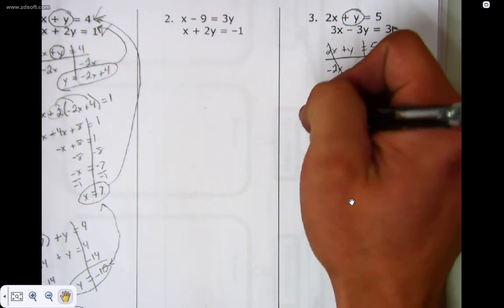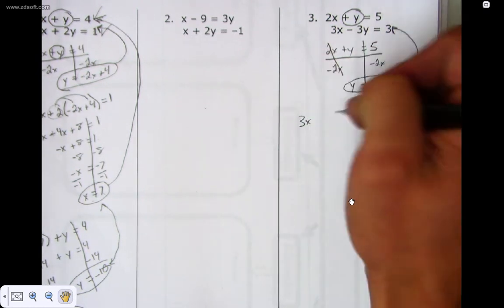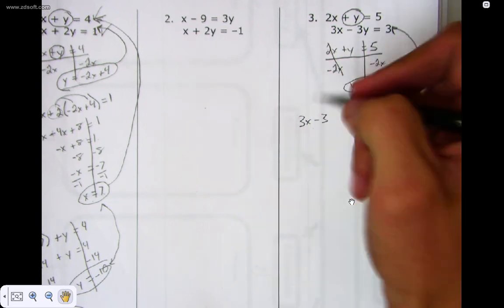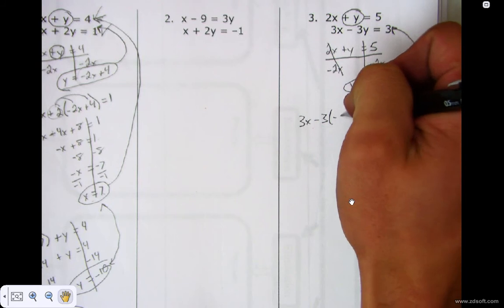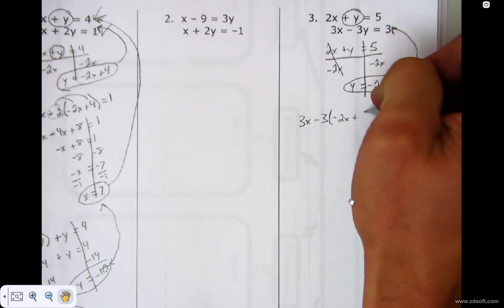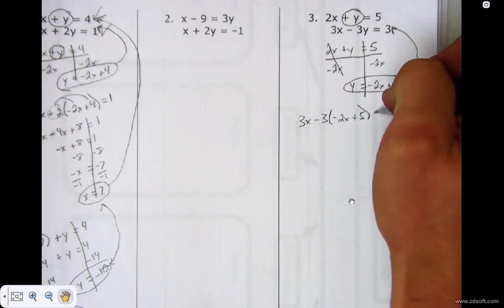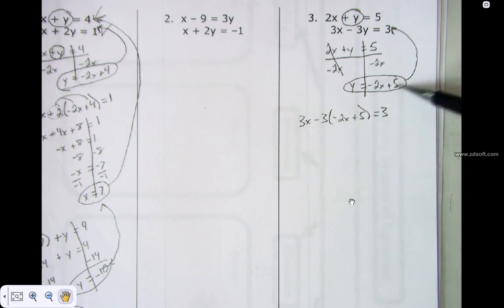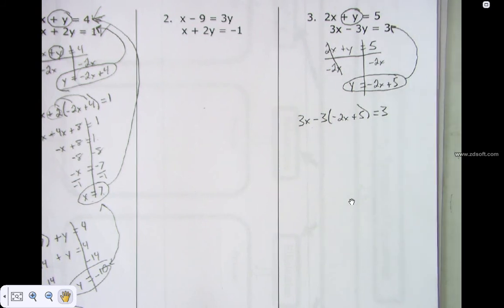We've got 3x minus 3. Now instead of writing y, I'm going to write negative 2x plus 5. That's going to be equal to 3. So all I did was, instead of writing y here, I put what y equals, negative 2x plus 5.